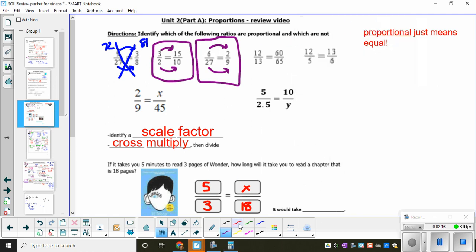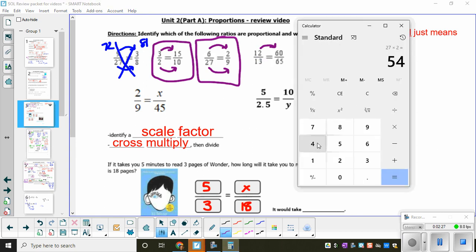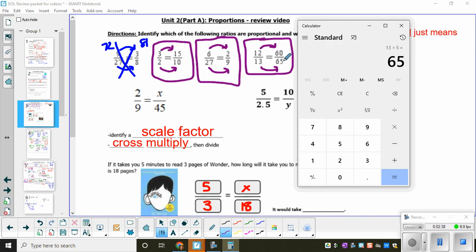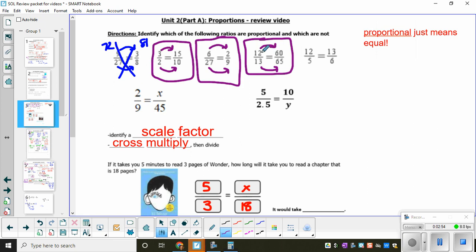Now for this one, I don't expect many of you to be good enough with your times tables to see that 12 times 5 is in fact a 60, but 12 times 5 is 60. And now let's see what happens if we do 13 times 5. We get 65. So it looks like using a scale factor, yep, these are proportional. And just in case I don't imagine many of you catching the scale factor of 5, let's do 12 times 65. So that's a 780. So let's check to see if now 13 times 60 is also 780. It is. So we have a third proportional set of ratios.